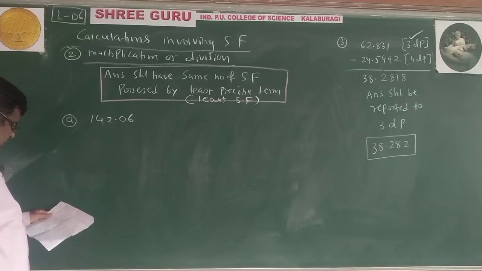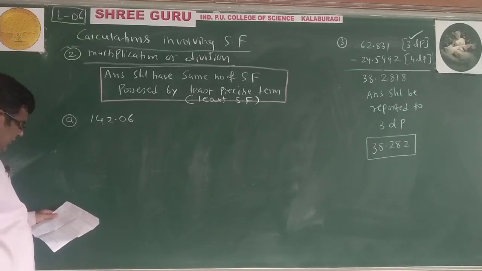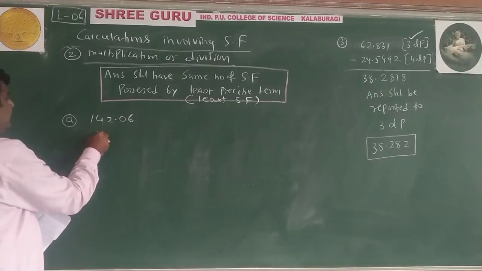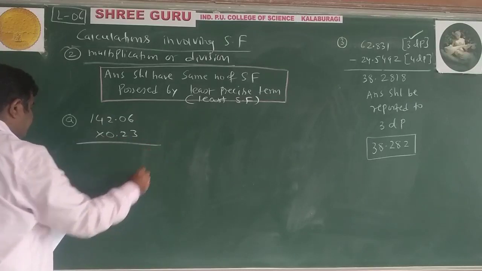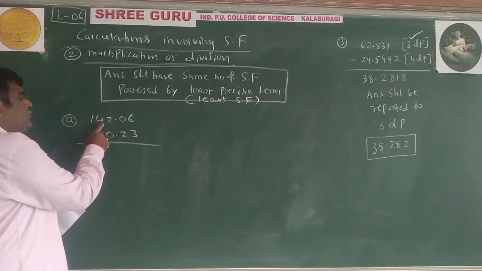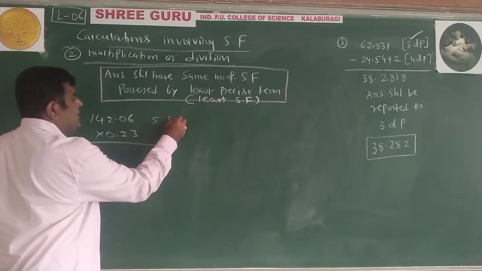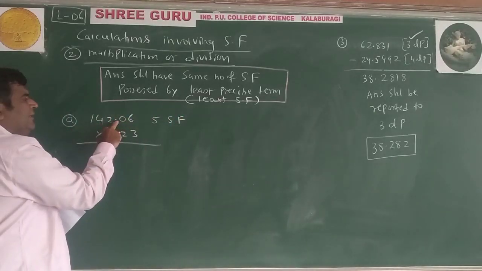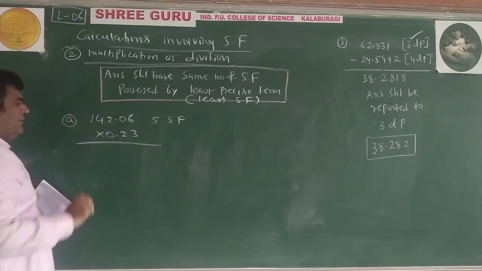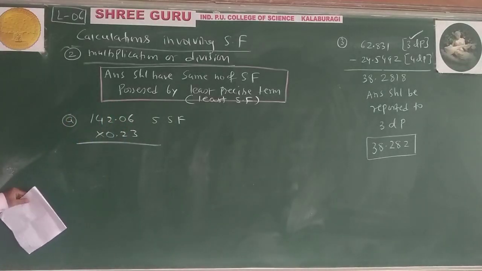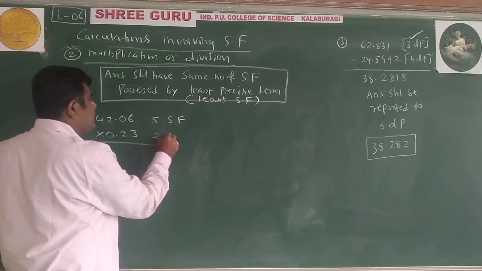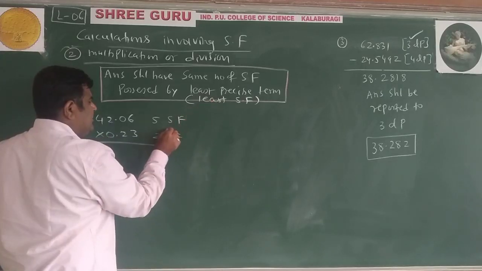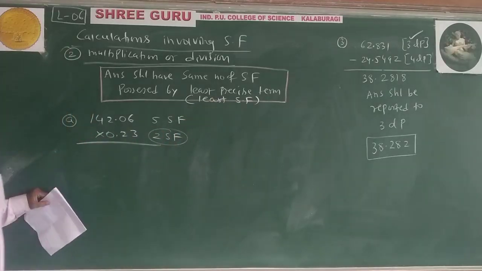142.06 is to be multiplied by 0.23. Yes, it is to be multiplied by 0.23. 1, 2, 3, 4, 5. It has 5 significant figures. Now we are not dealing with decimal places. Decimal places we have to deal with in addition and subtraction. Here we are dealing with significant figures. Here it is 2 significant figures. So the least precise, the least number of significant figures, is this one. So our answer should have 2 significant figures.